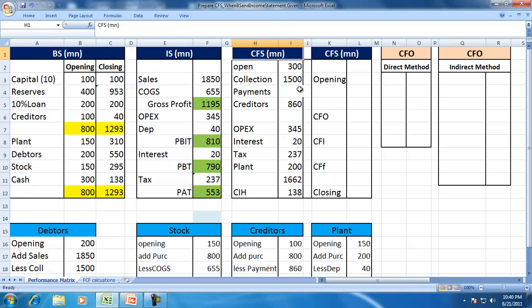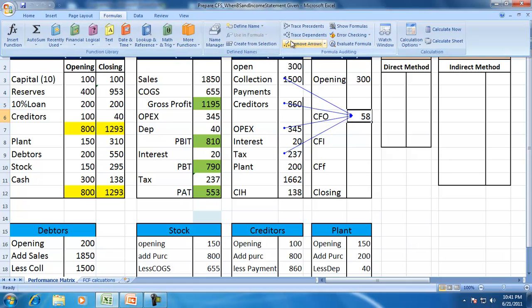But in one of our previous sessions we discussed that it is not enough to show the cash flow statement as receipts minus payments. It is necessary to show the cash from operation, cash from investment, and cash from financing. Cash from operation is collection minus the payment to the creditor, minus the operating expense, and minus the tax.